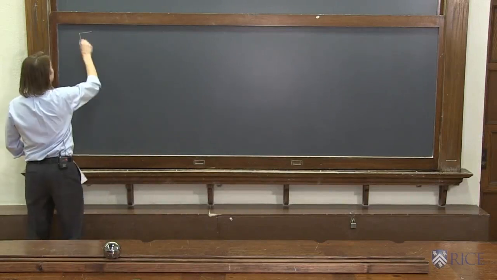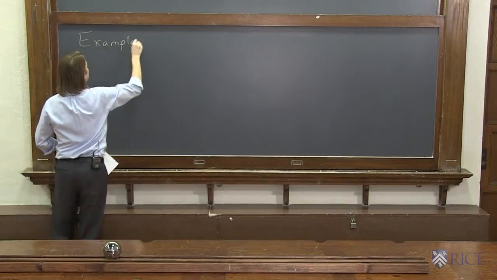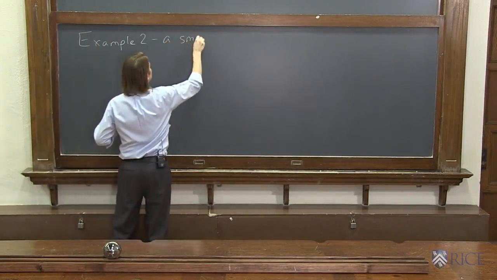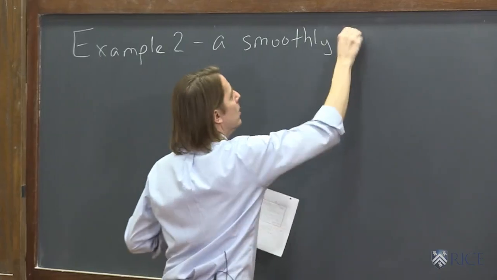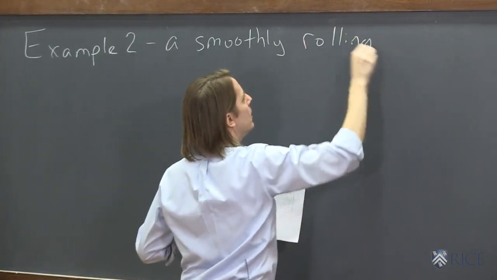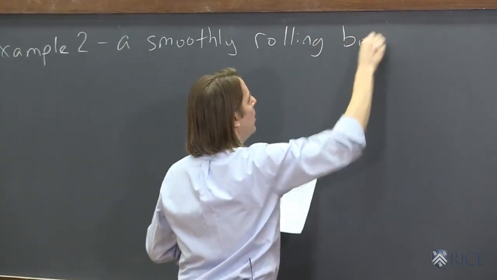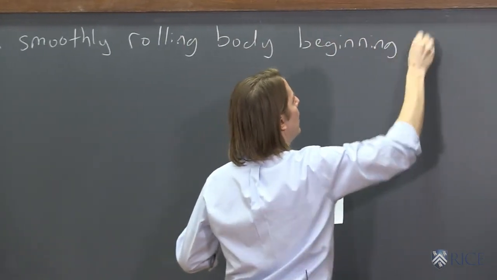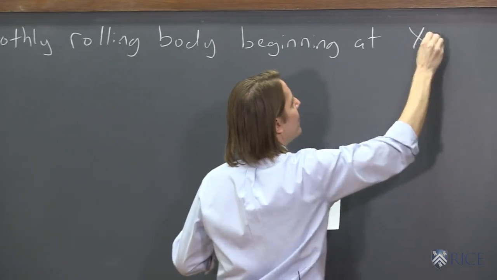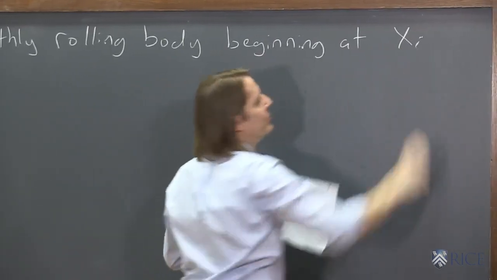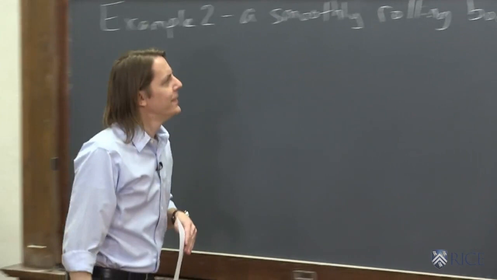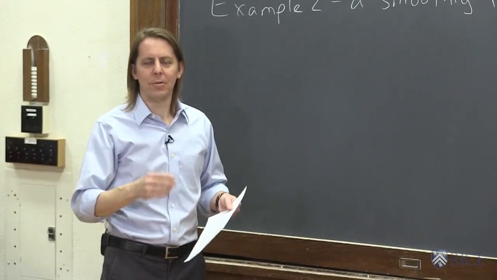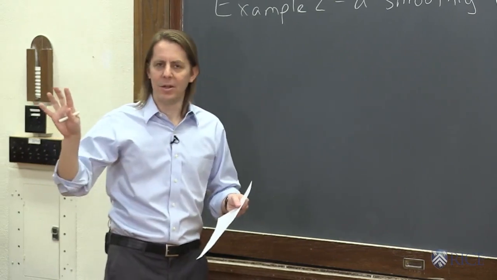All right, our next example, example 2 for kinematics, is a smoothly rolling body beginning at the position xi. So the subscript means the initial position, xi. And actually, we don't really want to do rolling. So we will eventually talk about rolling motion, very complicated. Right now, we just want to imagine the body just moving.